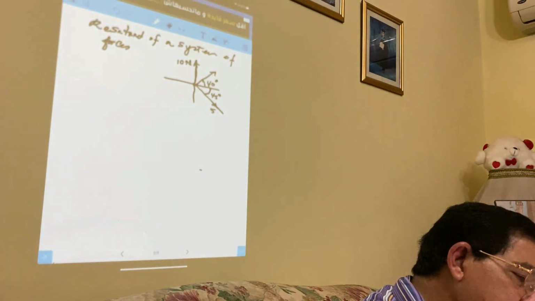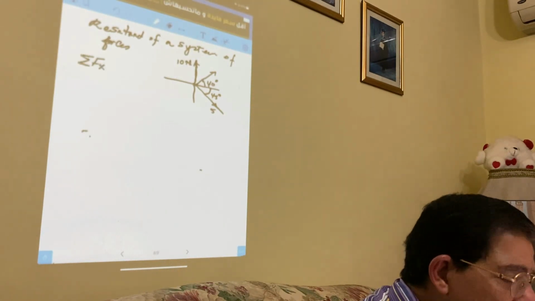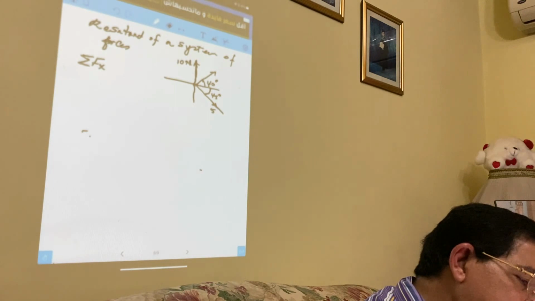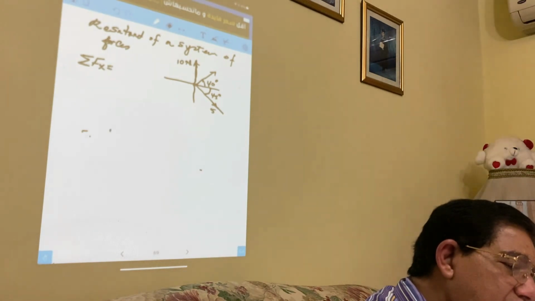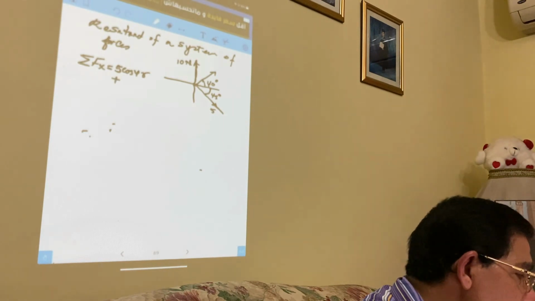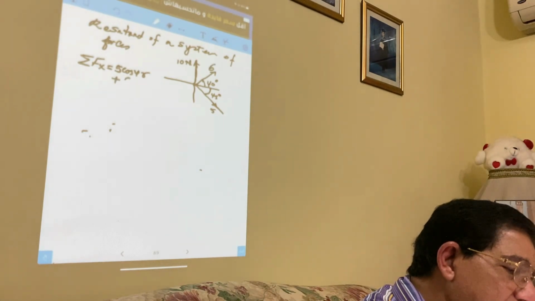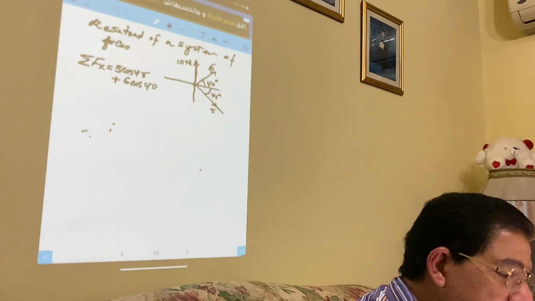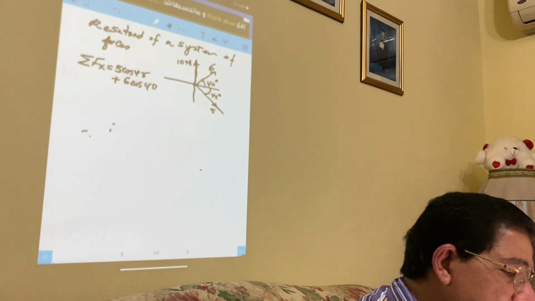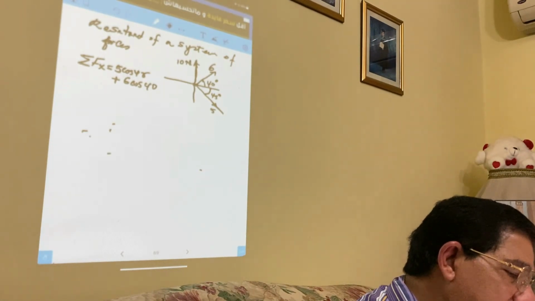So what we are going to do is say what is sigma fx. What is the meaning of sigma fx? The sum of all horizontal forces equals 5 cosine 45 plus the force 6 cosine 40, and the 10 is only vertical, so it doesn't have a horizontal component. So we get the sum of fx.